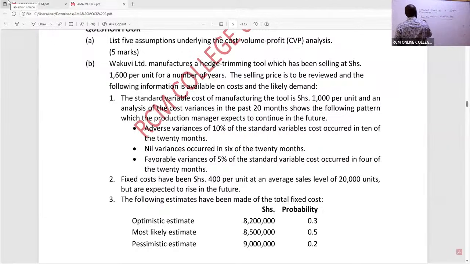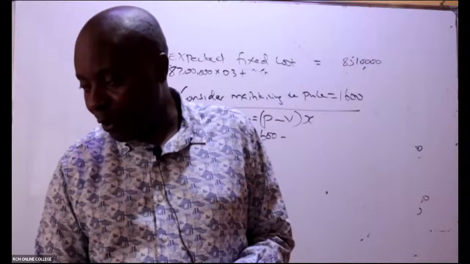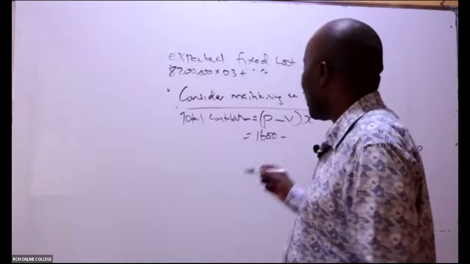So therefore, my total contribution will be price minus variable cost times number of units. The selling price will be 1600. It doesn't mean that if you maintain the selling price, the variable cost will be the old variable cost of 1,000. No, costs are changing. Our cost changed, and that is why we are working with an expected number. So in this case, we shall work with 1040.